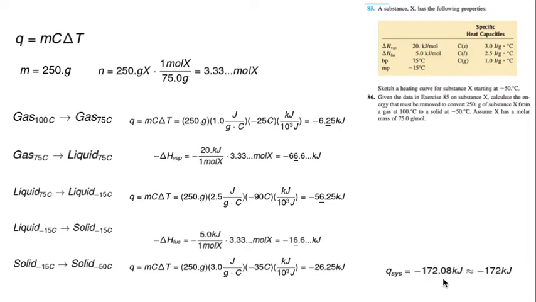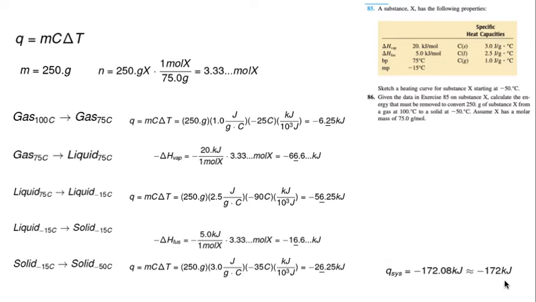negative 172.08, and I'm using the other rule for significant figures, that when you add, you round to the least number of decimal places. And so since this value and this value and this value and this value would have been rounded to the ones place, we will round this to the ones place as well. So this is negative 172 kilojoules.